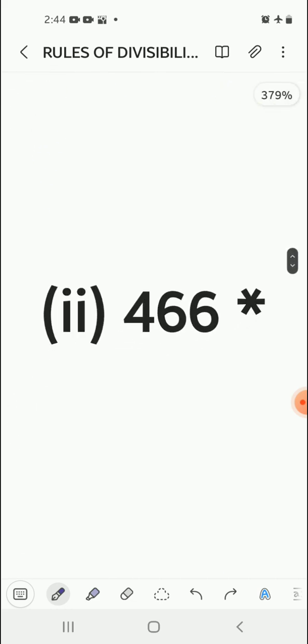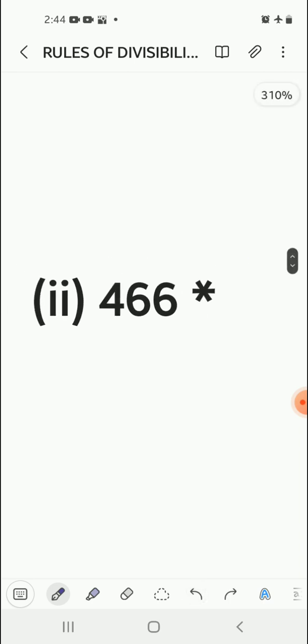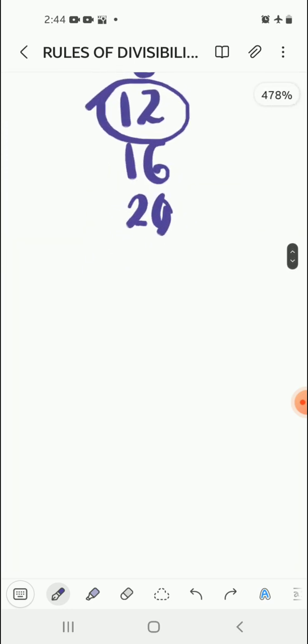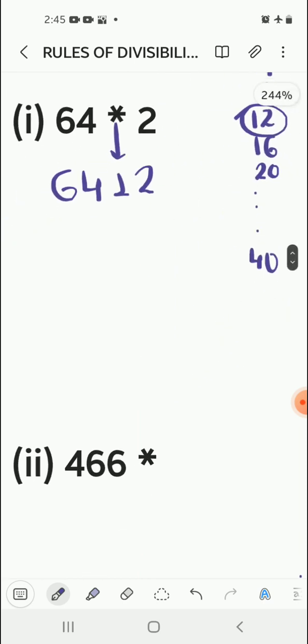Similarly, we'll move to the next question. We've got a number 466 and then a star mark here. So now we have to think of a number in the table of 4 where there is 6 in the tens place, and we have to find what is there in the units place. If we start writing the table of 4, 4 into 5 was 20. This way we will write. Till 40 we know the answer will not be there, because there is a 6 in the tens place. Therefore, the number must be greater than that.